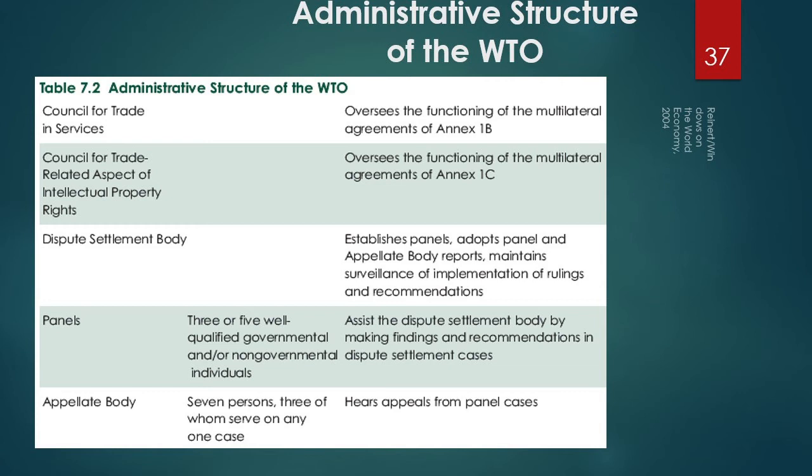You have the Dispute Settlement Body that establishes panels, adopts panel and appellate body reports, maintains surveillance of implementation of rulings and recommendations. You have panels, 3 or 5 well-qualified government and/or non-government individuals make up this body that assists in dispute settlement by making findings and recommendations in dispute settlement cases. You also have the appellate body, the last of these bodies, made up of 7 persons, 3 of whom serve on any one case, and hears appeals from panel cases.